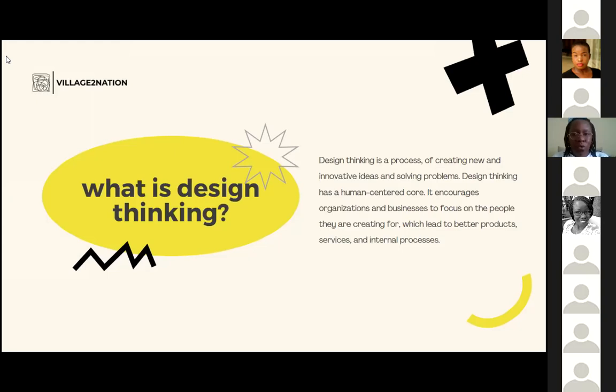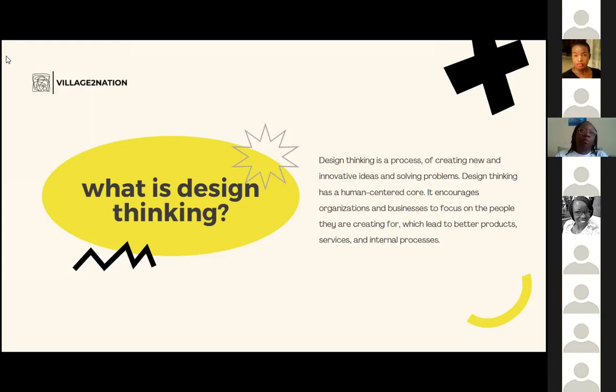It encourages organizations and businesses to focus on the people they are creating the solution for, which leads to better products and services and internal processes. So that's the definition of design thinking. So have it at the back of your head, and as we are going through these slides, think about your organization.